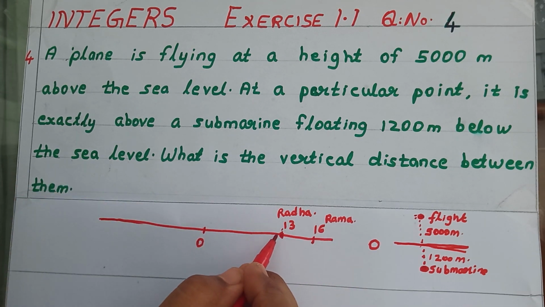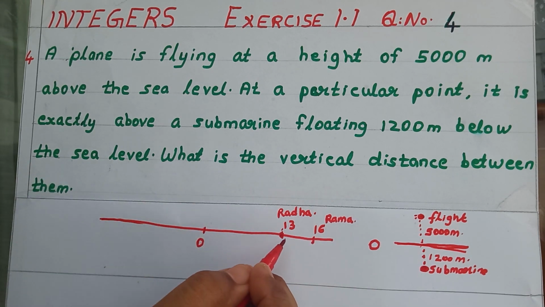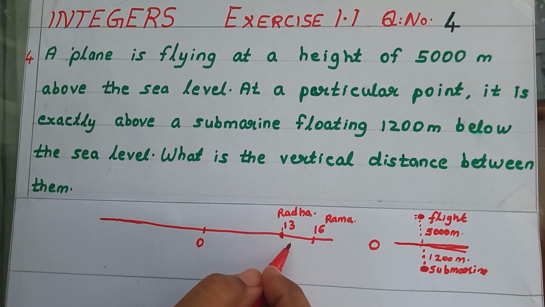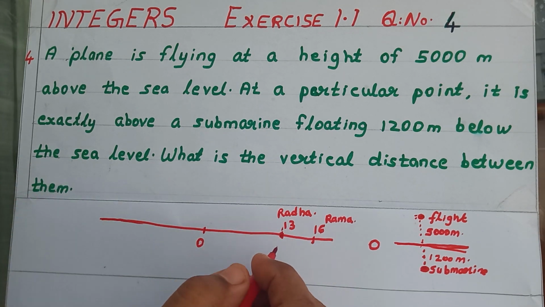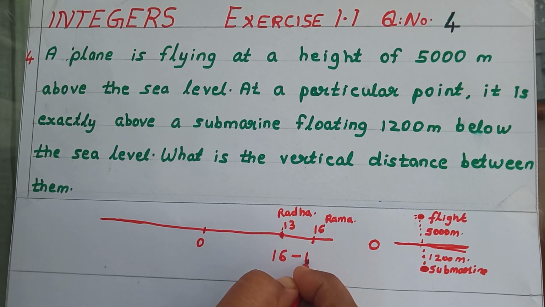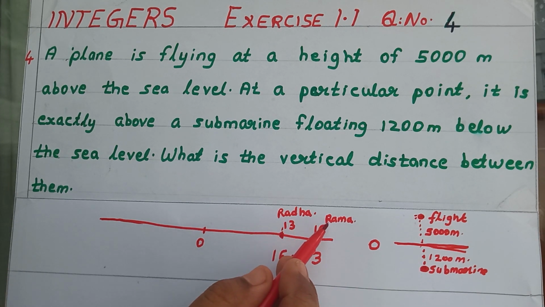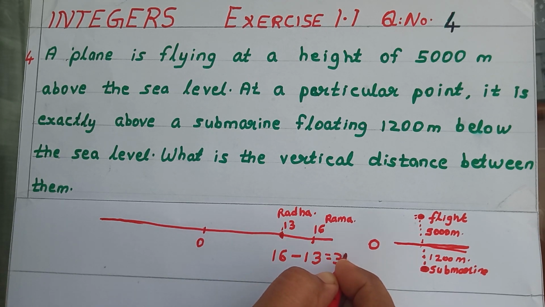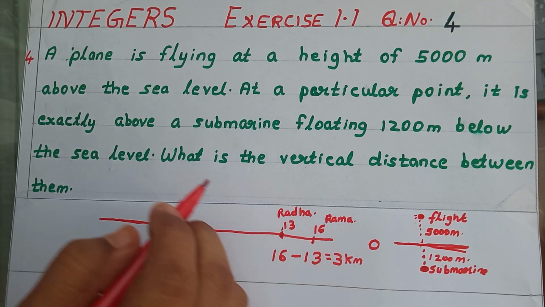What is the distance between Radha and Rama? How will we find this? See, 16 minus 13 will be giving us the distance between Rama and Radha, isn't it? So 16 minus 13 will be giving us the distance between Rama and Radha. So, 3 kilometer is the distance between Rama and Radha.